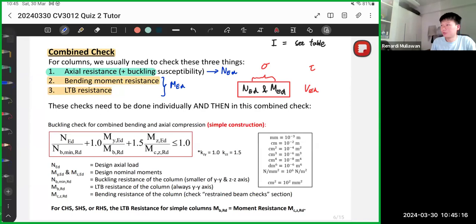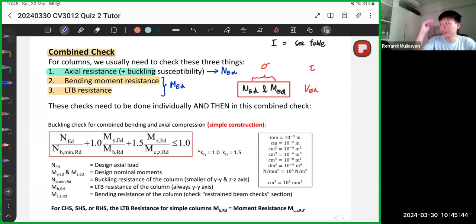Okay, so the first one is to check NED. The second one is to check MED. So once you check it individually, firstly, you check NED against buckling and axial buckling. Okay, so that's the first check. And then the second check, you must check MED against bending moment resistance. And then you need to check MED against LTB resistance. So in total, 3 checks.